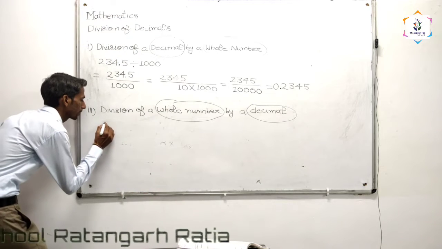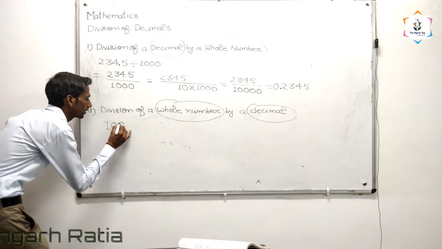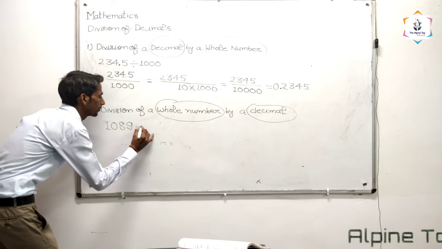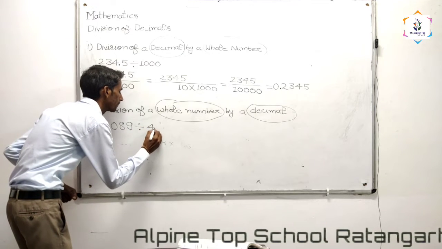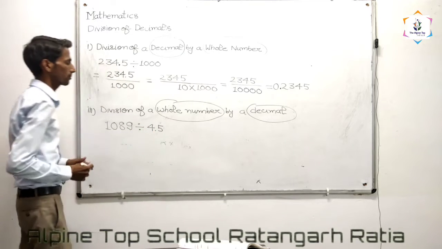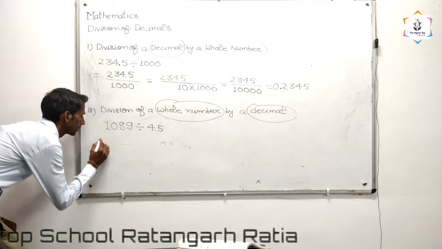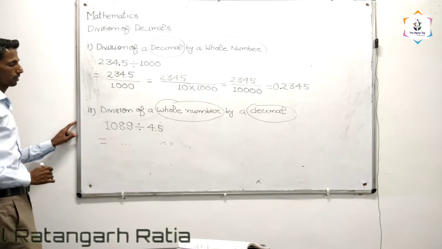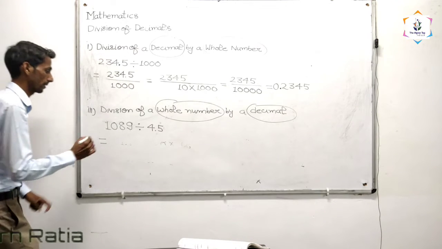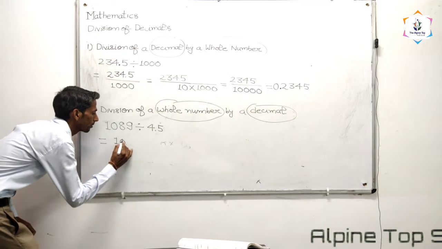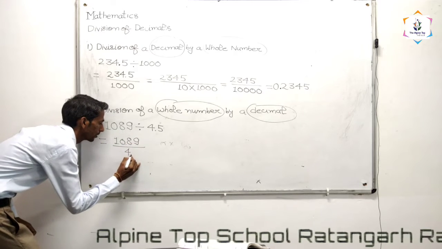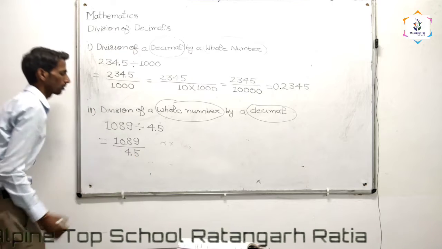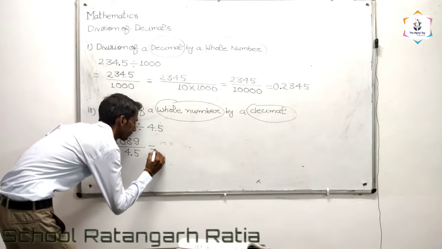It means now we have to divide a whole number with a decimal. For this purpose I am going to take one example. 1089 we have to divide with 4.5. Dear student, first step is the same that we have already got in part number first and second. 1089 we have to divide it with 4.5. Obviously we know in the next step what we have to do.